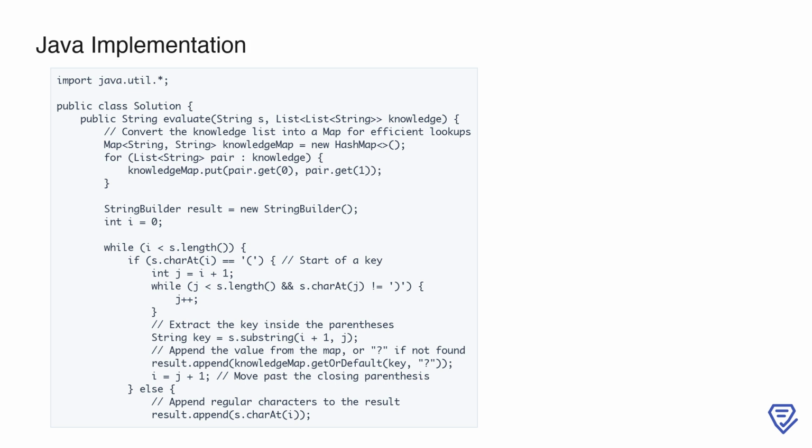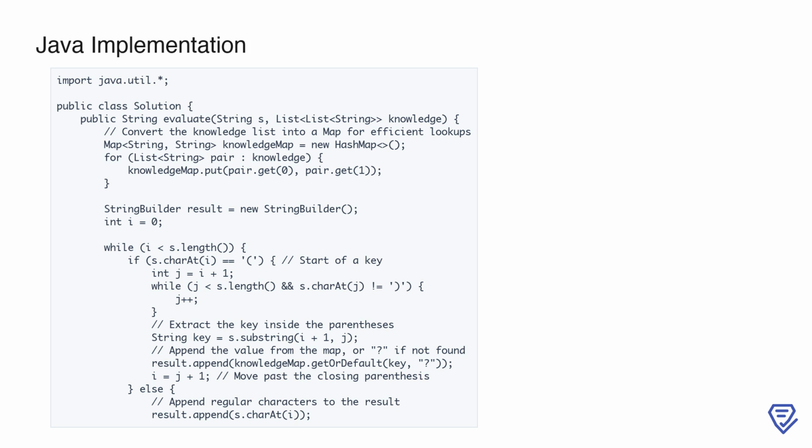As we loop through the string, we check if the current character is an opening parenthesis. When we encounter one, we know a key starts here, so we initialize another pointer j to find the corresponding closing parenthesis by iterating forward. Once we locate the closing parenthesis, we extract the key from the substring between i+1 and j. Using the knowledge map, we append the value corresponding to the key to the result. If the key is not found in the map, we append a question mark instead.